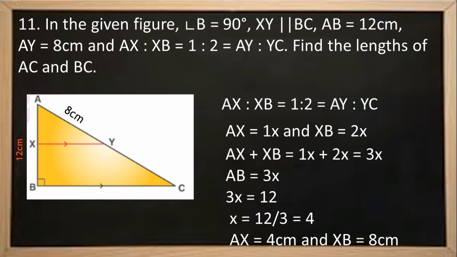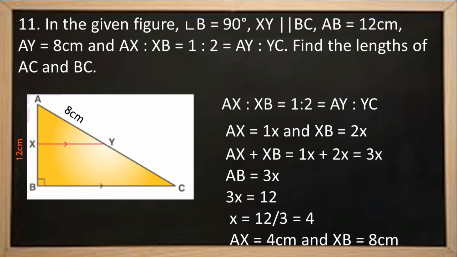I hope you got this point, children. Consider the line AB, which measures 12 centimeters. Keep in your mind, the ratio AX is to XB is given as 1:2. Let us consider the length of AX as 1x and BX as 2x. As in the diagram, the line segment AB is equal to the sum of AX plus BX. 1x plus 2x will be equal to 3x. 3x is equal to 12. Hence, the value of x is equal to 4 centimeters and AX is 4, BX is 8 centimeters.